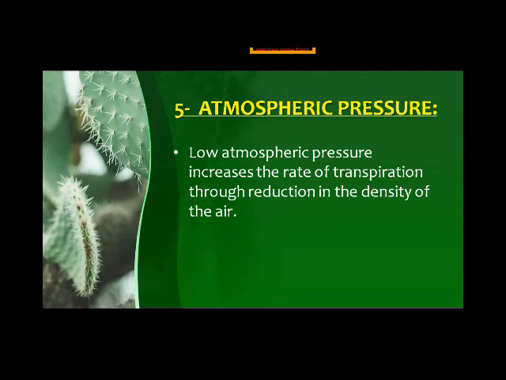When we go to a high altitude, the atmospheric pressure becomes less. But when we are on the lower side of the earth, the atmospheric pressure increases as well. So what is the effect of atmospheric pressure on the rate of transpiration? Low atmospheric pressure increases the rate of transpiration through a reduction in the density of the air. Again, I'm telling you, reduction in the density. Density of air means the air becomes dilute, with fewer gases and fewer water molecules.